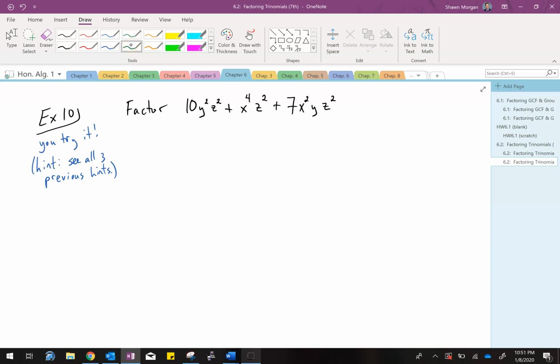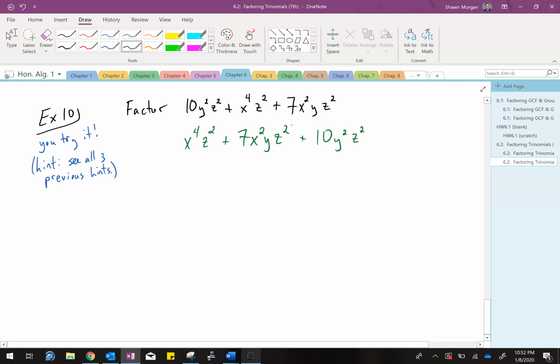All right, so having had a little bit of time to work this, hopefully you see what to do. Here we're going to put our x to the fourth z squared term first, and then our 10y squared z squared, and then lastly, oh, you know what, actually, now that I'm remembering how I worked this out, 7 is going to be the one that goes in the middle. Using that property, that's our commutative property of addition. So we got 7x squared y z squared.